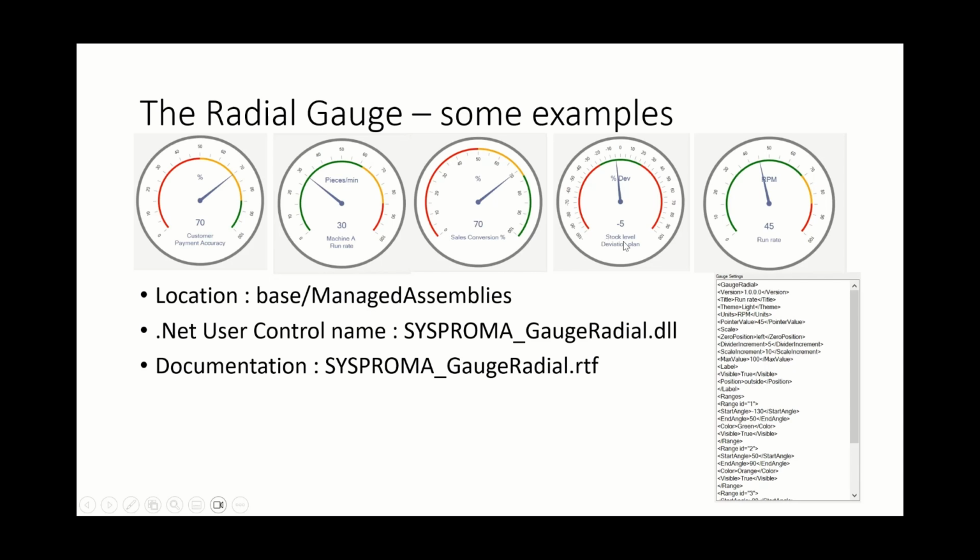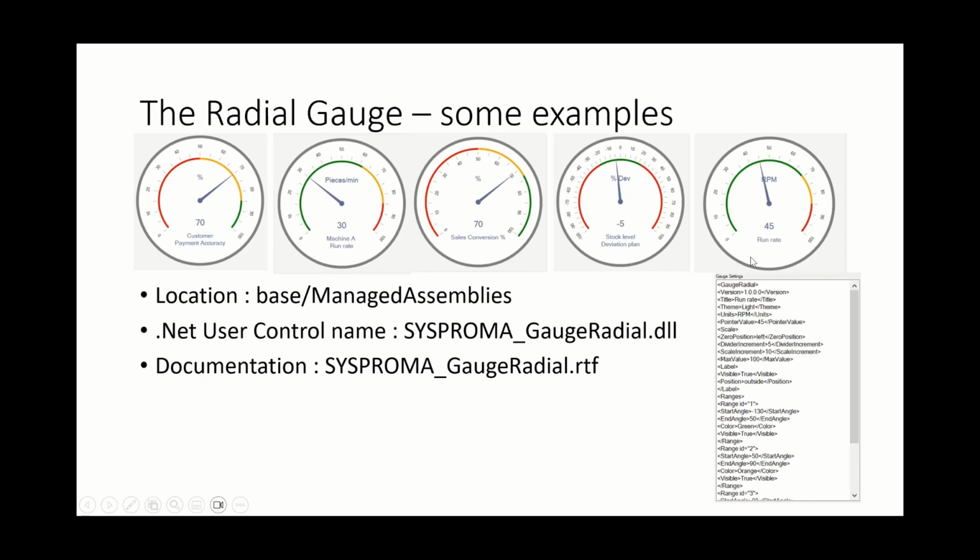And if it's above 75, then conversion is pretty good. In this example, we've got the 0 starting at the top of the gauge. It's going negative 100 one way, positive 100 another way. And we're looking at stock level deviation. So we're quite happy for it to deviate maybe plus or minus 20%. But if it's any more than that either way, then clearly it's indicating red, there's something wrong.